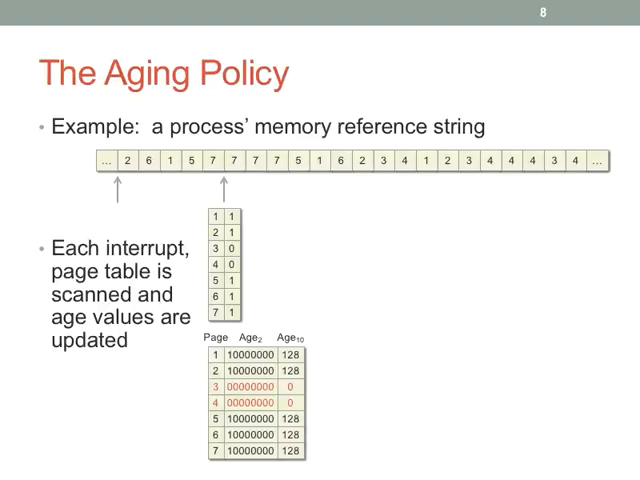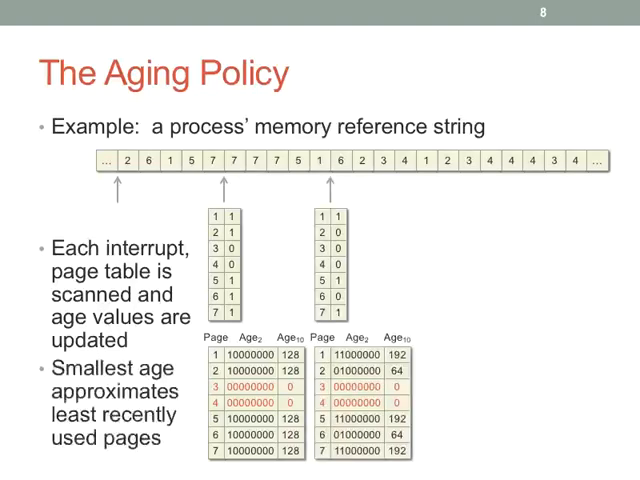You can see that pages 1 and 2 have been accessed, 3 and 4 have not, and 5, 6, and 7 have been accessed. The larger values represent pages that have been accessed more recently or more frequently as well. We'll see that as we go through this. And the pages with the lowest age values have not been accessed, so they would be good candidates for eviction, we think.